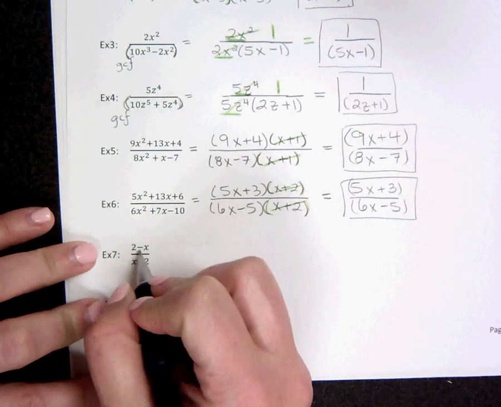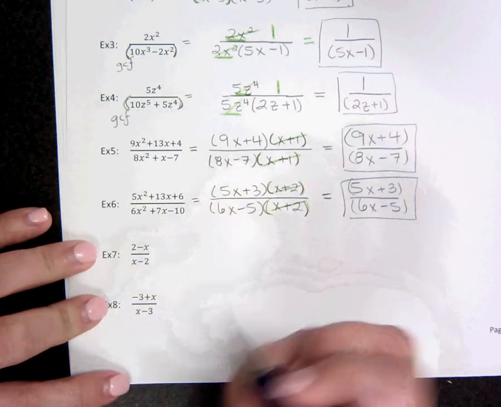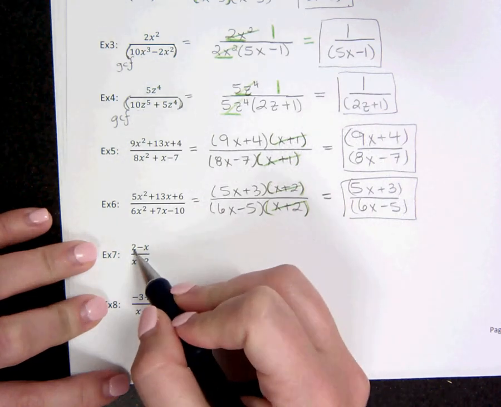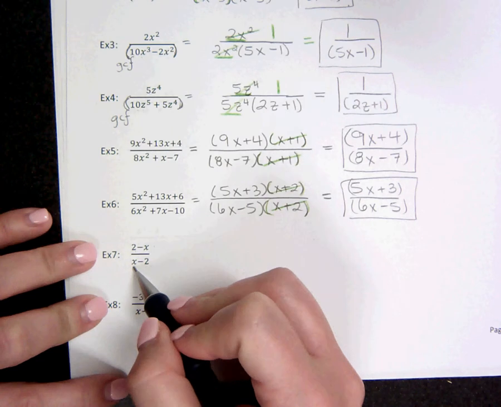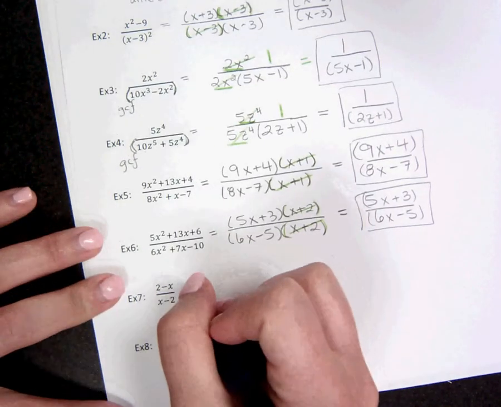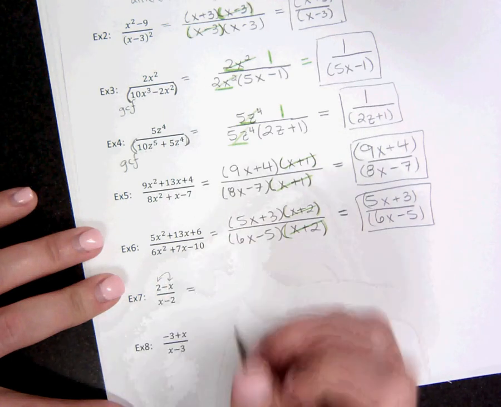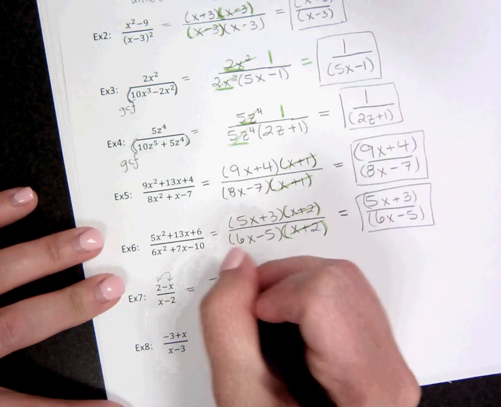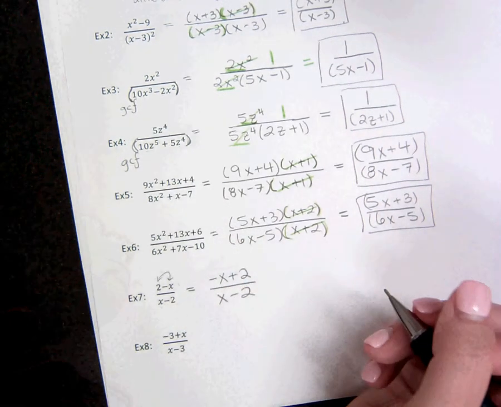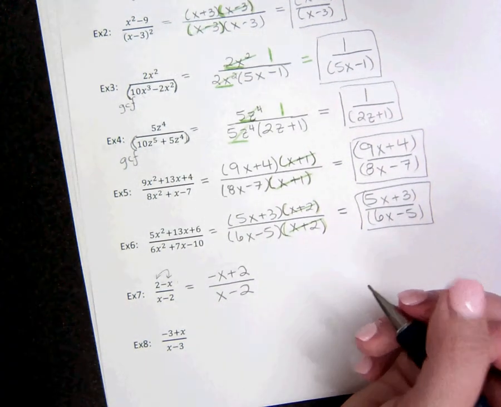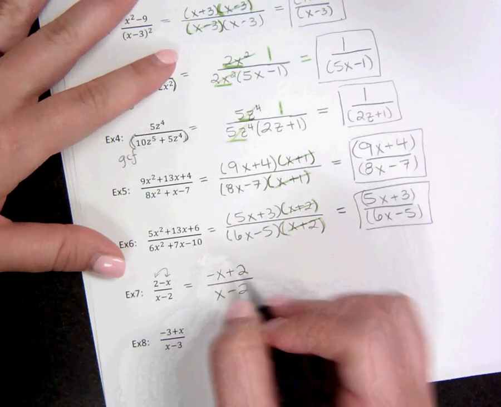So we have 2 minus x over x minus 2. Notice here that this 2 is positive and this 2 is negative. That x is negative, x is positive. So what we want to do here is I'm going to switch the order of these, keeping the signs the same. So I'm going to do negative x plus 2 over x minus 2. I like to have variables first and then constants. And so I'm just going to switch the order of those two.